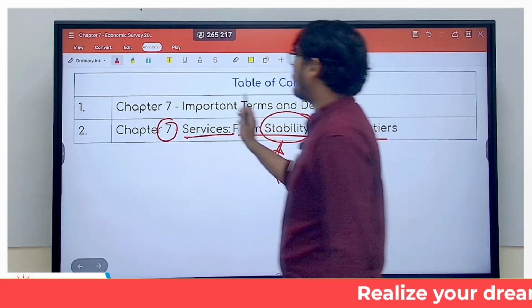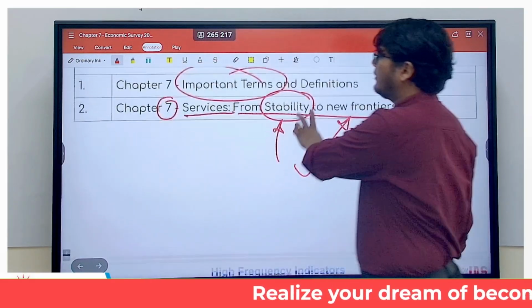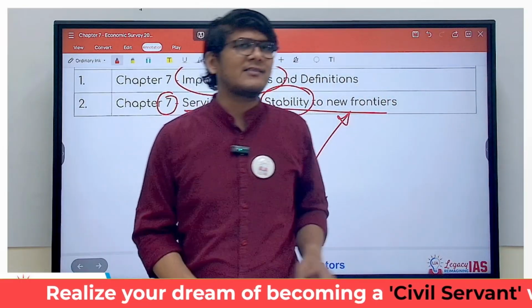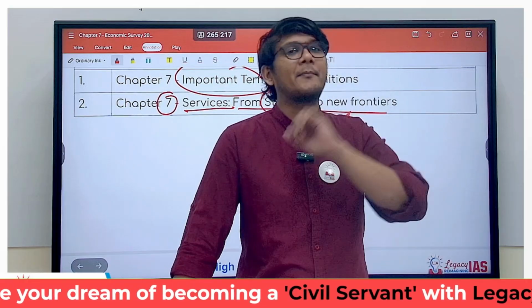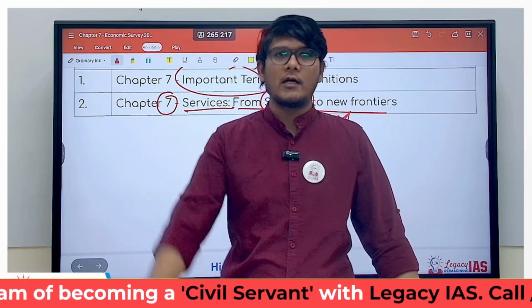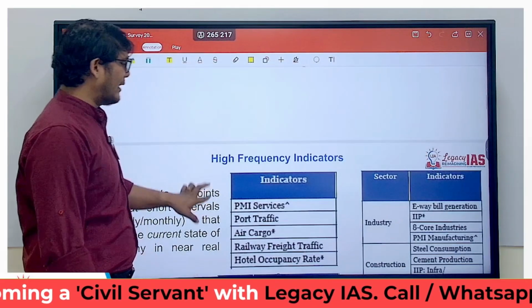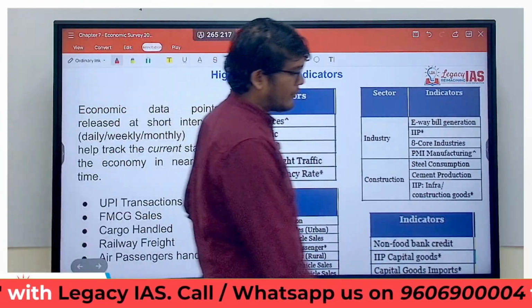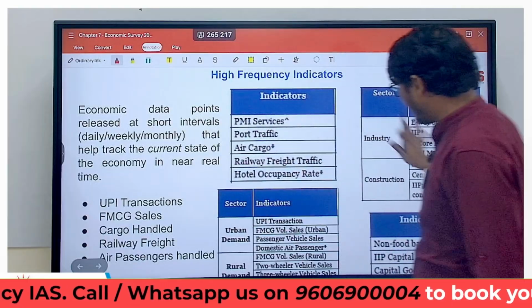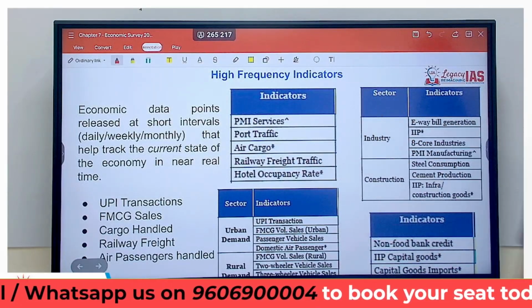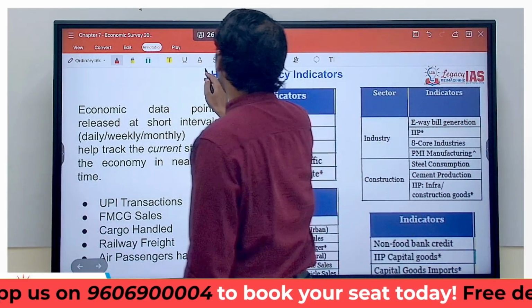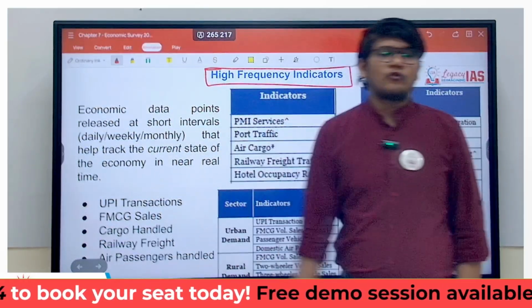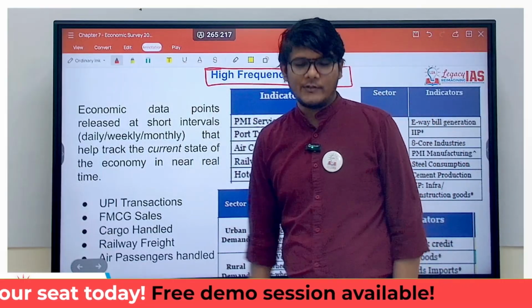Before that, we will also look at the important terms that are mentioned. There is one important term in this chapter, not just in this chapter, it is present in other chapters as well. We'll take it up over here and then we move on to the detailed analysis. So the very first thing that we look up is the terms and definitions. All these words that are being used here in the economic survey, they have called it the high frequency indicators. So what is a high frequency indicator?